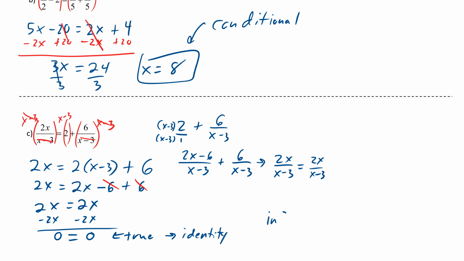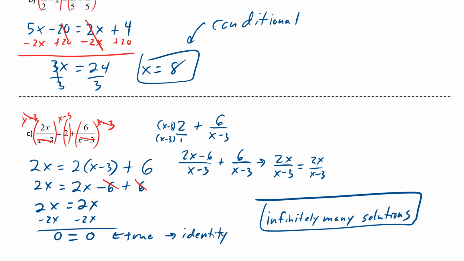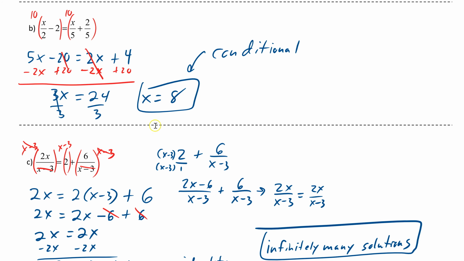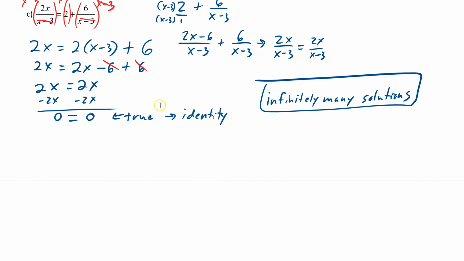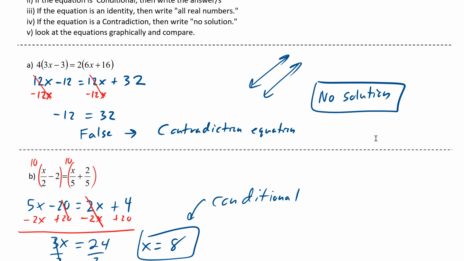So we write infinitely many solutions. That's our answer. So these are the three you're going to get. If it comes out false, you write no solution. If it gives you an answer, you circle that answer. That's your answer. And if it comes out equal to each other, a true statement like 2x equals 2x or 0 equals 0, infinitely many solutions. But there you go.